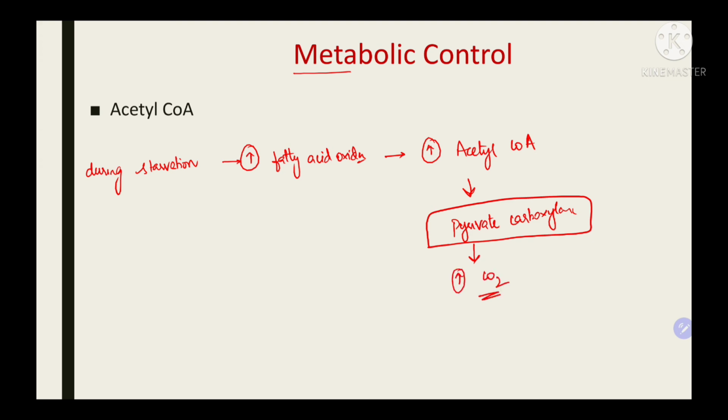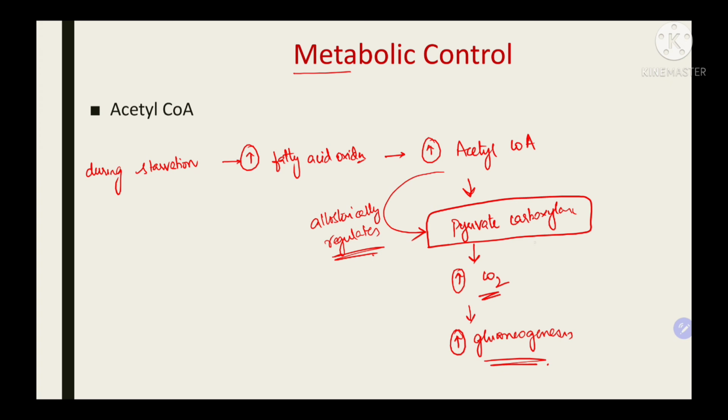So the reaction in which pyruvate gets carboxylated to oxaloacetate is further increased, thereby promoting gluconeogenesis. Acetyl-CoA allosterically regulates the enzyme pyruvate carboxylase. It is a positive modifier and thus it increases the activity of pyruvate carboxylase, ultimately increasing gluconeogenesis.